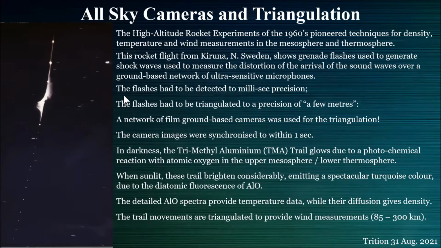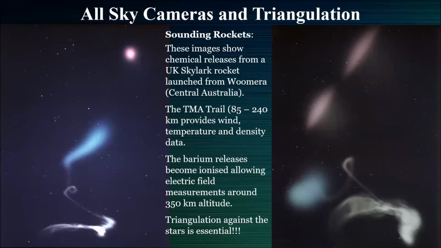This, for example, is the Aurora Skylock rocket, a nighttime flight this time. The trail goes upwards from the bottom, starting at about 85 kilometers and going all the way up to about 240 kilometers. The upper part of it is in twilight, so it has this beautiful turquoise color, and you see the complex wind structure resulting from the atmospheric winds twisting the trail around in different directions at different heights. From the triangulation against the stars, we measure those wind velocities. Again, density and temperature come from the aluminium spectra and from the diffusion of the clouds. Again, we're using triangulation for this.